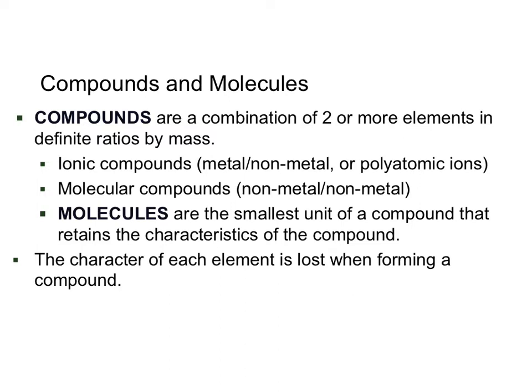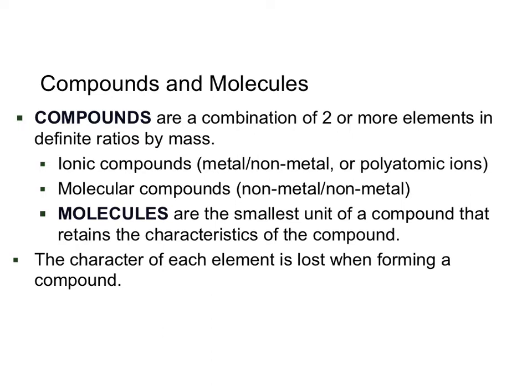Compounds will fall into two major categories. We'll have either ionic compounds, which are typically composed of maybe a metal and a nonmetal, or maybe a metal and a polyatomic ion. The key term here, however, is going to be that ionic compounds are composed of ions of some sort, which we'll talk about in a little bit.